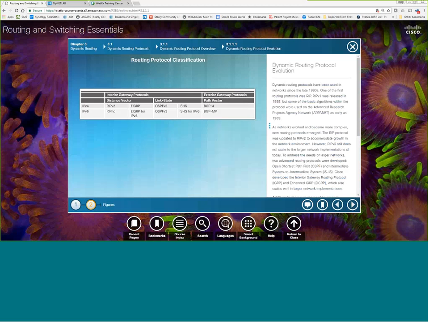Let's see if I can find it. I'm going to show you the BGP route table if it'll pull up here.